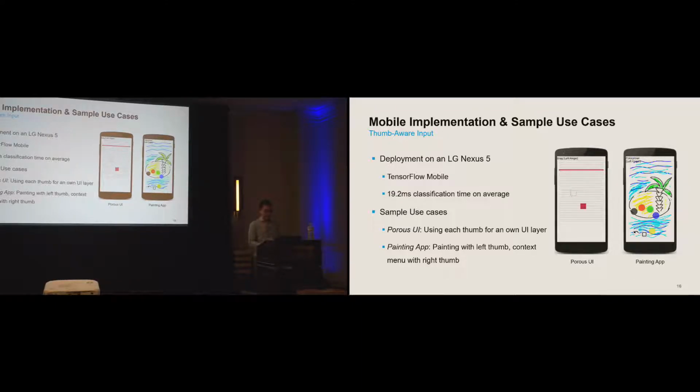The second use case is a painting application. Basically, users can draw with their right thumb and open a context menu with the left thumb to switch the color and save space in the user interface.